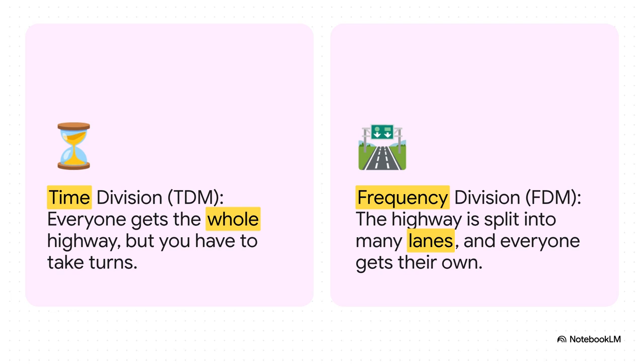With this one, everybody gets to use the entire highway, but you have to take turns, really, really fast. It's like a super fast timeshare. The other way is frequency division multiplexing, or FDM. Here, we split the highway up into a bunch of smaller parallel lanes, and everybody gets their own dedicated lane to use all at the same time.